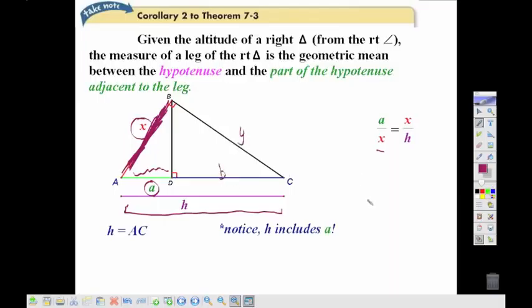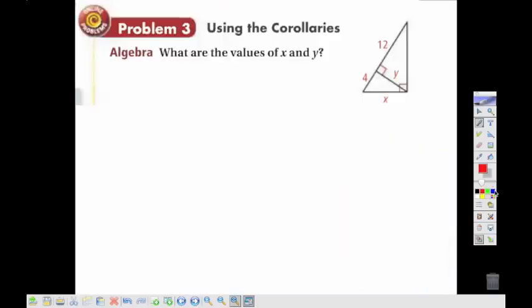If I had, maybe call this y and b, since this is the part that corresponds with y that's matching there, we could write this as b over y because y is our leg, and y over the whole hypotenuse, h. And when we see a problem like this, we need to look carefully to check which corollary we're actually using, whether we're using the one that involves the altitude or the one that's using the leg.